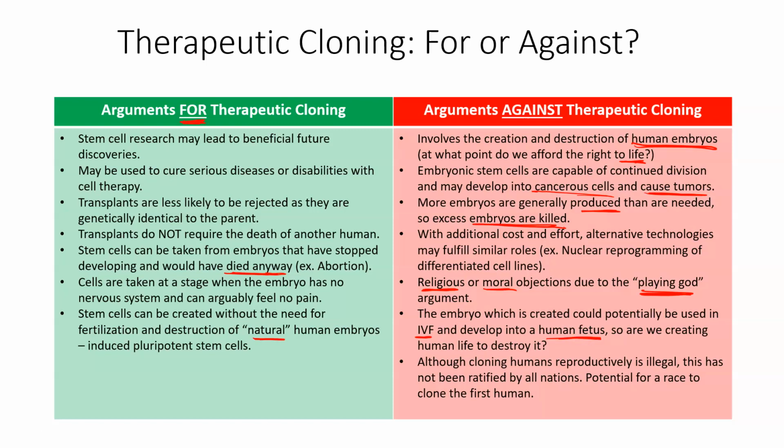Although cloning humans reproductively is illegal currently, this has not been ratified by all nations, and so you get a potential for a race to clone the first human. There are obviously going to be some countries that are pro-cloning and some countries that are against cloning. And so if we opened up therapeutic cloning as mainstream, it might potentially give rise to the race to clone the first human, and that could have potentially serious repercussions for the class of organisms that are called humans. So just some things to think about, some arguments that are for therapeutic cloning, some arguments that are against therapeutic cloning.